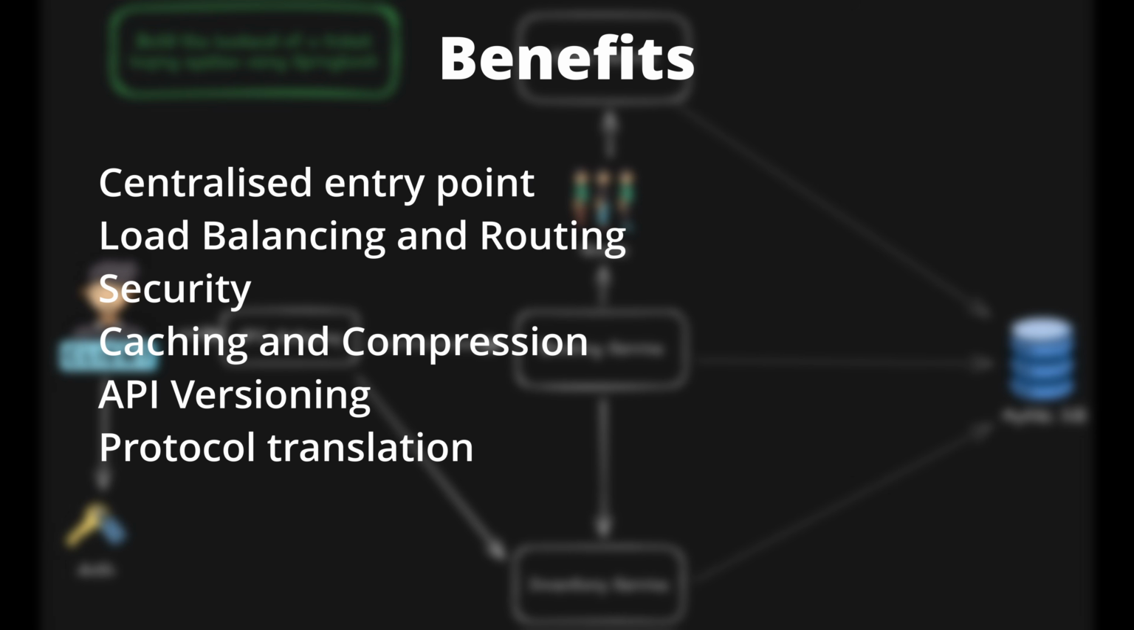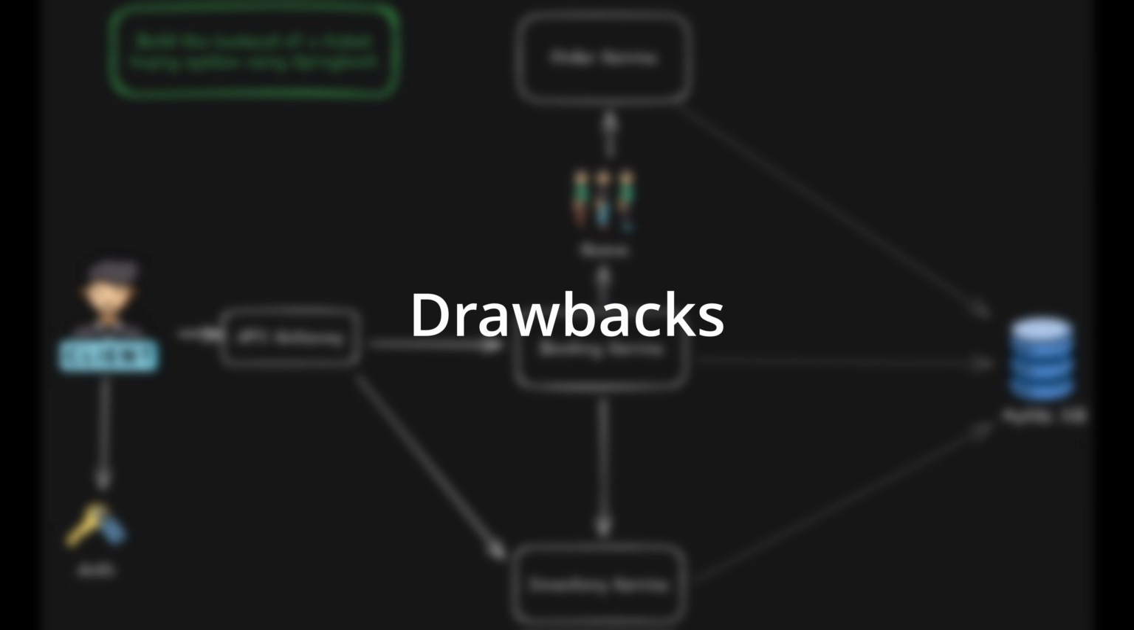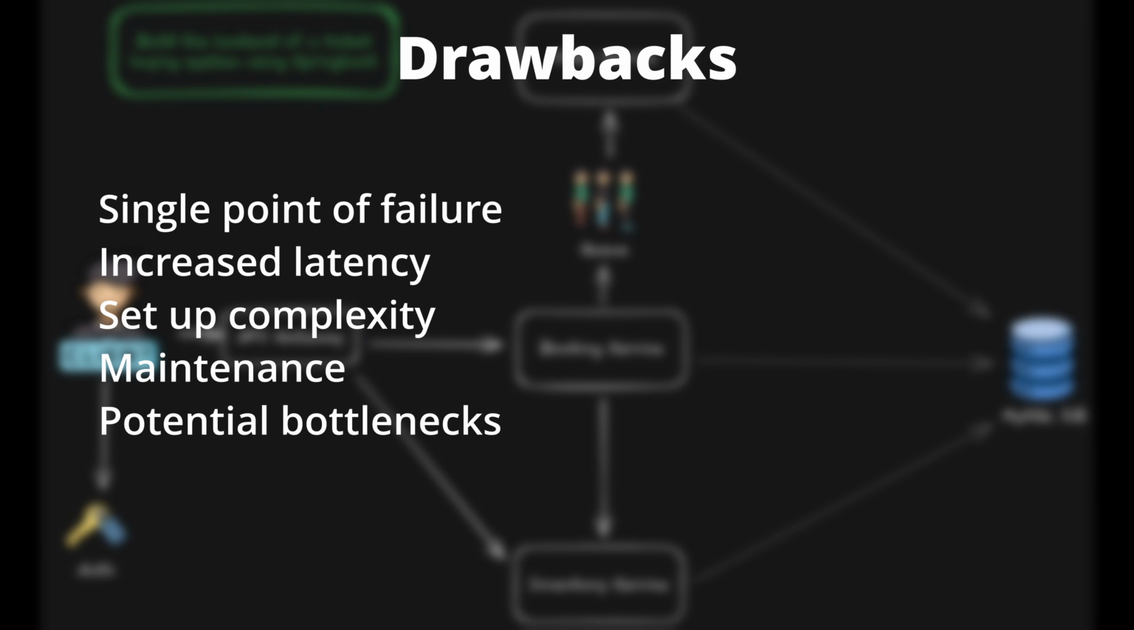It offers a centralized entry point for clients. We can use it as a load balancer and to determine routing. It is also used for security and performance optimization, along with API versioning, monitoring, and protocol translation. All of this sounds good, but there are also some drawbacks. For example, this introduces a single point of failure.